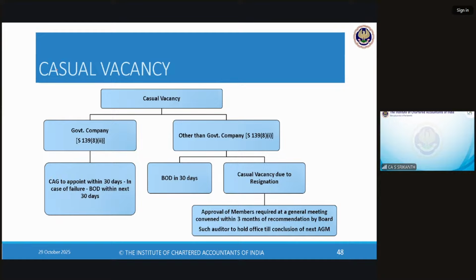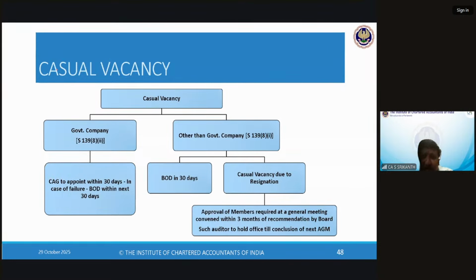But if it is resignation, then approval of members required at a general meeting convened within 3 months of recommendation by board. So there is a casual vacancy, then the board should recommend and then hold a general meeting. And at that general meeting, the members will appoint. The reason for this is resignation is a serious thing. Because the auditor is resigning.